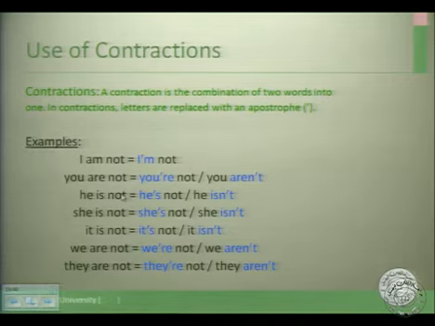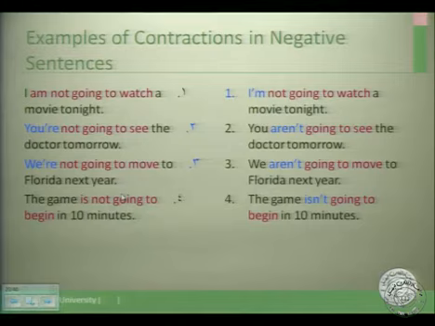As I told you before, we use them in speaking, not in writing. She is not or he is not becomes she's not, or she isn't, he's not or he isn't. It is not becomes it's not. We are not becomes we're not, or we aren't. They are not becomes they're not, or they aren't.